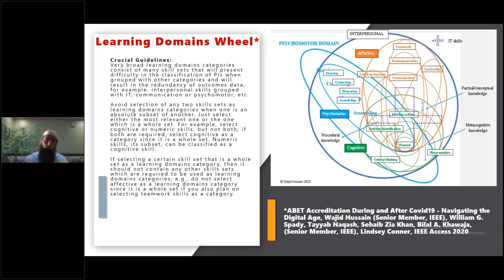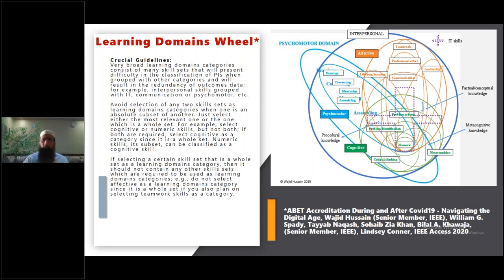So in this model, what we present, use supersets, don't use subsets, because when you use subsets, like here, numeric skills, right over here, you can see numeric skills in the center. It's in cognitive, it's in psychomotor, it's affect, it comes in all of them, and it creates a huge amount of redundancy. So when you come to assessment and evaluation and check the distribution of learning, you find a lot of problems created. So what the learning domains wheel tells us is, using Venn diagrams, select superset learning domains.